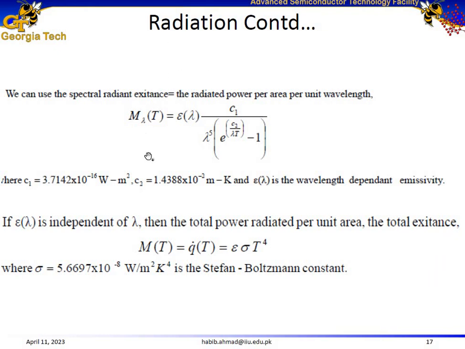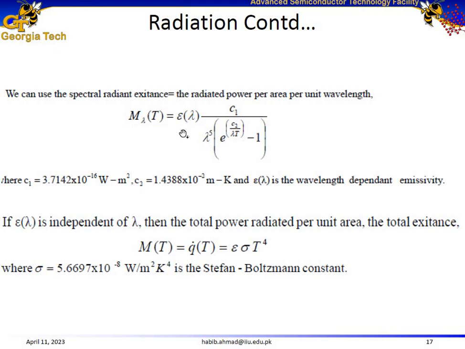Here is the formula for radiation. M lambda of T is the spectral radiant excitance, which is the radiated power per unit area per unit wavelength, equal to emissivity times C1 divided by lambda to the power of 5 times exponential of C2 divided by lambda T minus 1, where C1 and C2 are given over here, and epsilon of lambda is the wavelength dependent emissivity.